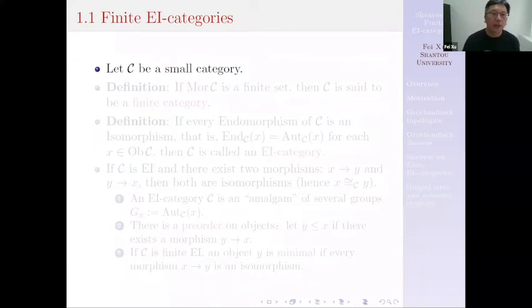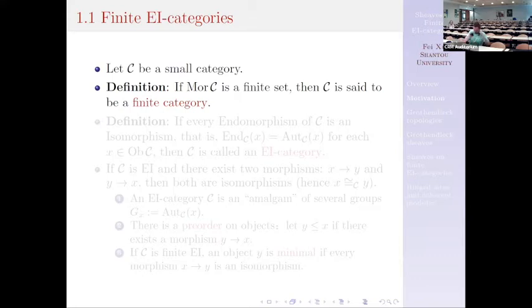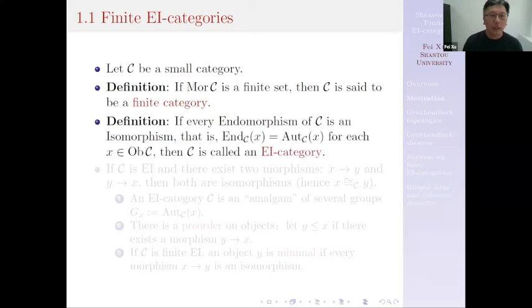Right. So I'm going to review some basic stuff, and actually it's probably a little bit boring for the experts, but nonetheless, I'm going to give all necessary definitions. So C will be a small category, and it will almost always be finite. I'm going to define finite category: I ask a category to be finite if the morphisms form a finite set. And I'm going to consider the EI condition.